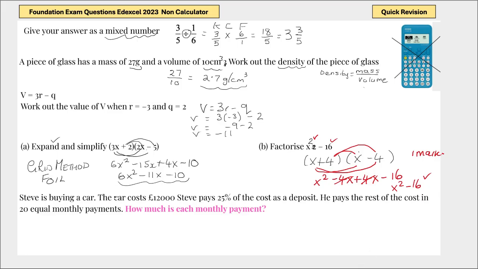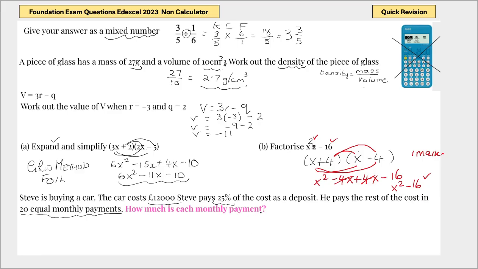This looks juicy. Steve is buying a car. Look at Steve. The car costs £12,000. Steve pays 25% of the cost as a deposit. He pays the rest of the cost in 20 monthly payments. So this is to be underlined. That's information, and that's information, I reckon. So let's put it all together.